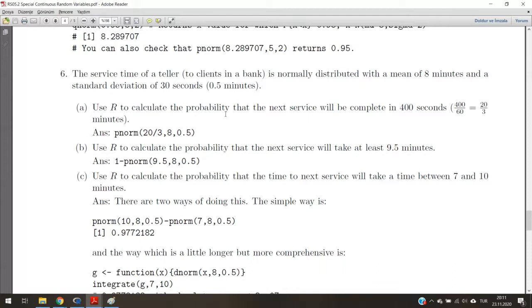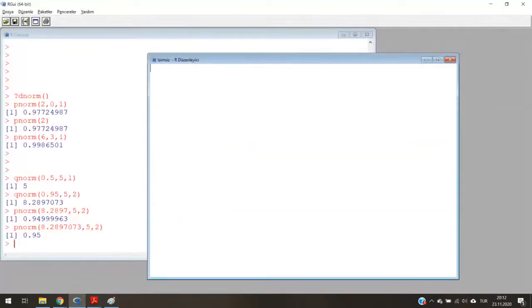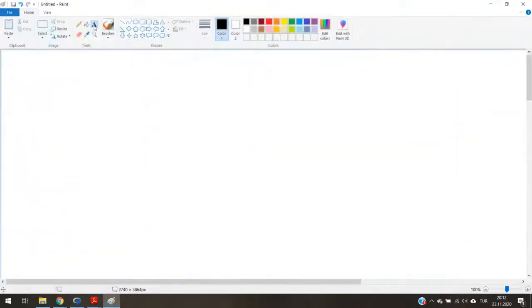So the question here is this: what is the probability that the next service will be complete in 400 seconds? So what is the probability that the next service will be complete in less than 400 seconds? It means will be complete in 400 seconds means in the first 400 seconds it must be complete. So how many minutes does 400 seconds make? By dividing it by 60, you can convert it to minutes. So we are interested in this probability actually.